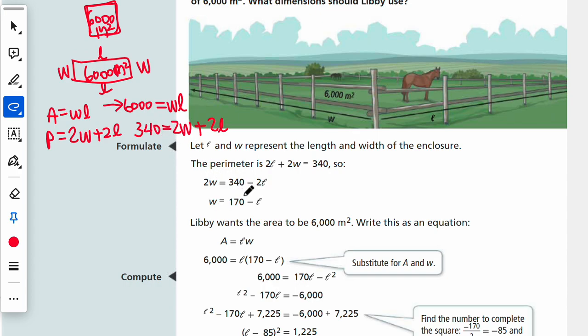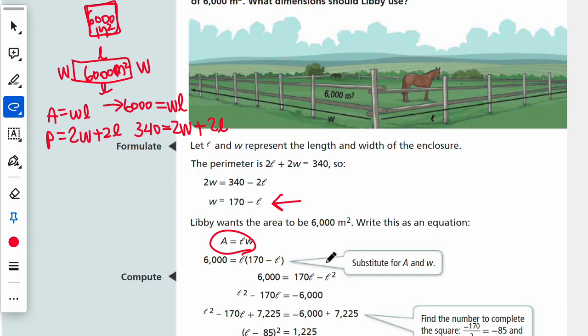And now you have this equation where W is equal to 170 minus L if you solve for it, right? Because we already know what the total perimeter could be at maximum. We can solve for W or L. And she wants the area to be 6,000 meters squared. So you can also use this area model to fill in the equation, but we want one variable if possible. So we're going to substitute W with 170 minus L. And so L times 170 minus L would be the same as L times W. And that has to equal 6,000 as an area.